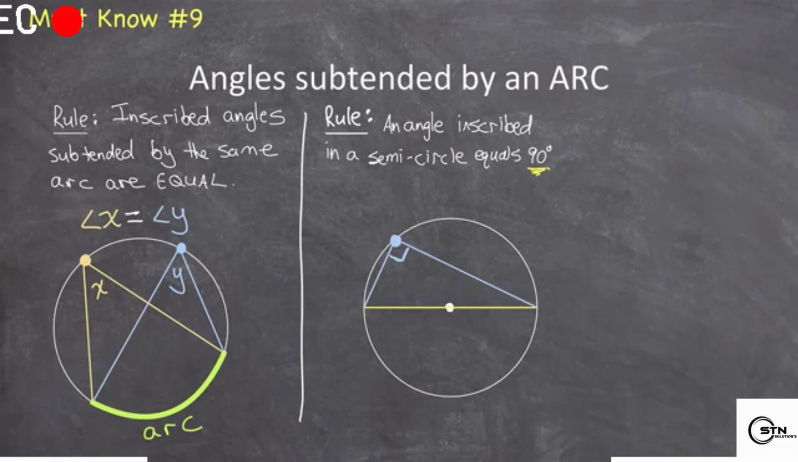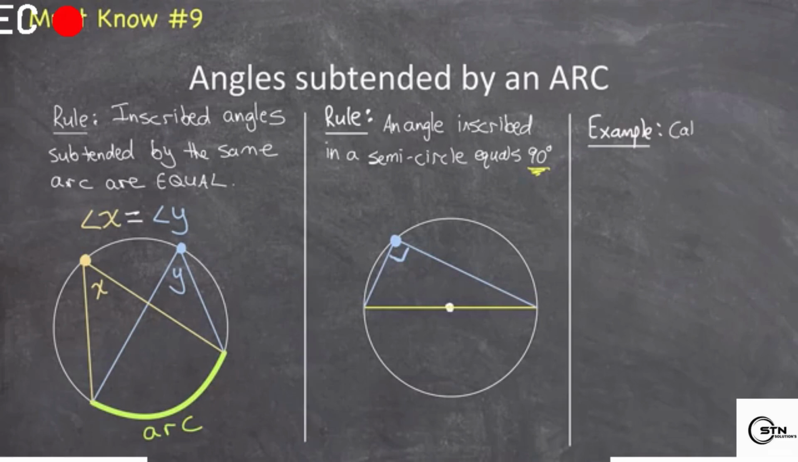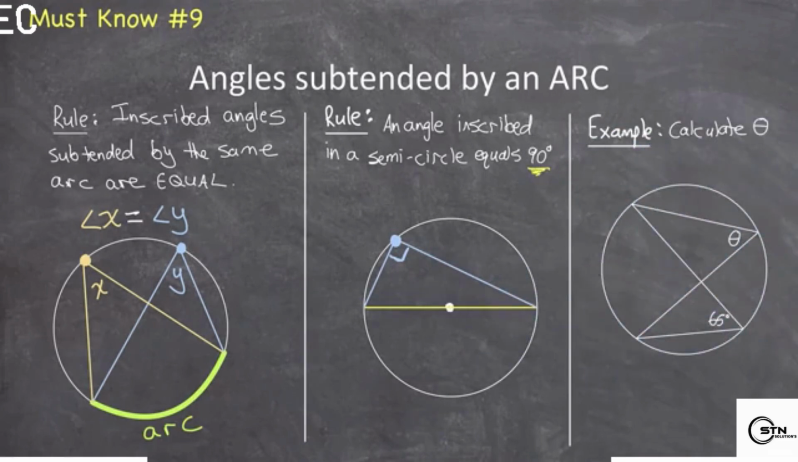So let's try an example now. Let's calculate theta in this diagram. In this diagram, I notice that this angle and this angle are both subtended by the same arc, that arc right there. Angle theta is subtended by that arc, and 65 is subtended by that arc. So for that reason, I know that theta and 65 are equal to each other, so I could say that theta equals 65 degrees.